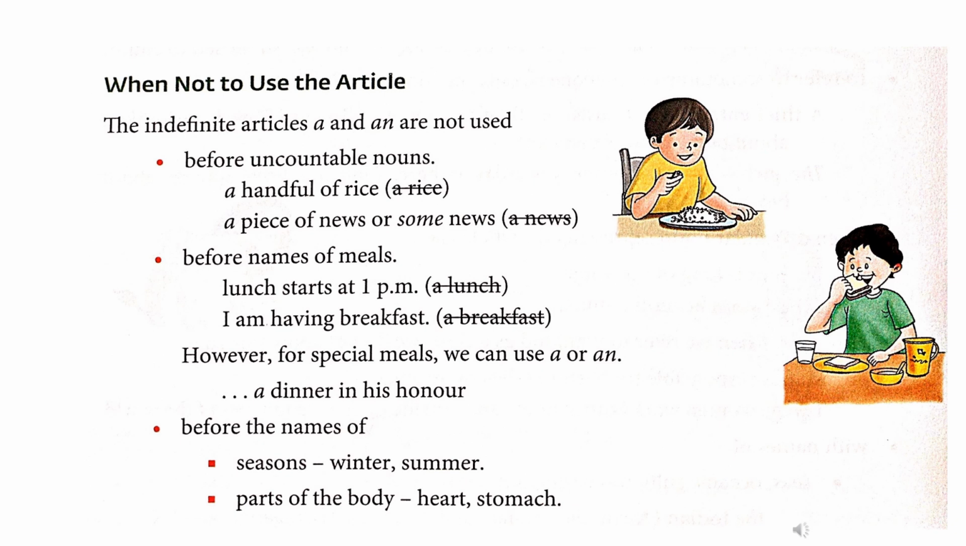The indefinite articles a and an are not used before uncountable nouns. Before names of meals, we do not use a and an, but for special meals, we can use a or an. We cannot use a or an before the names of seasons and parts of the body. You can see the examples on the screen.